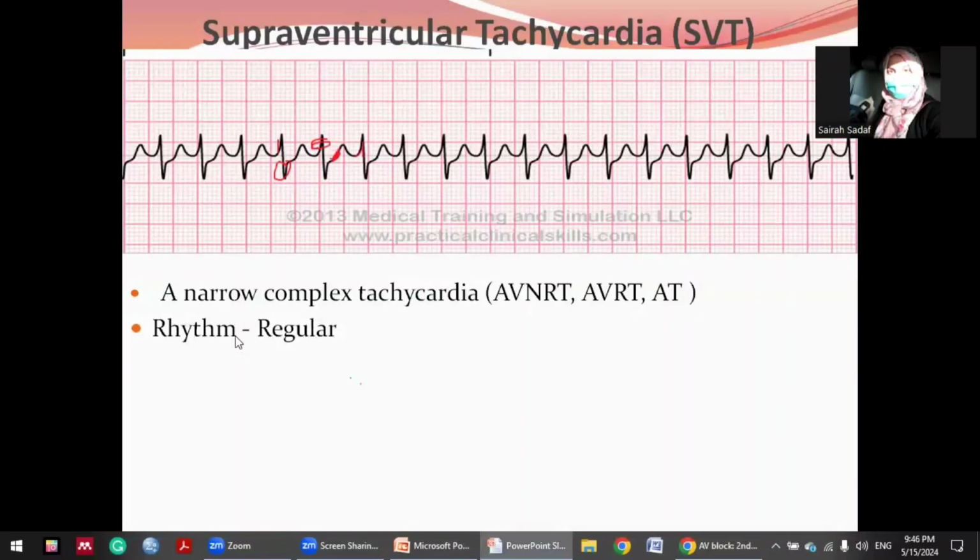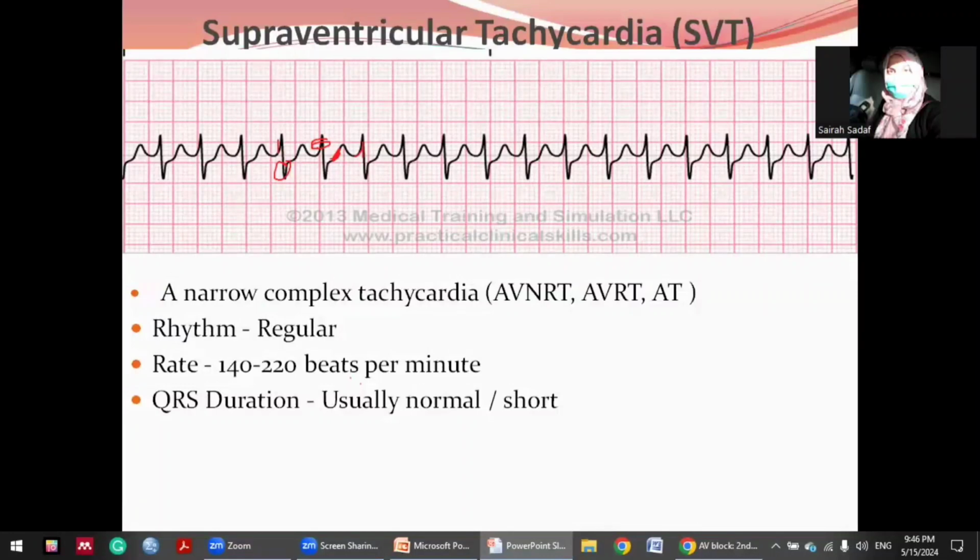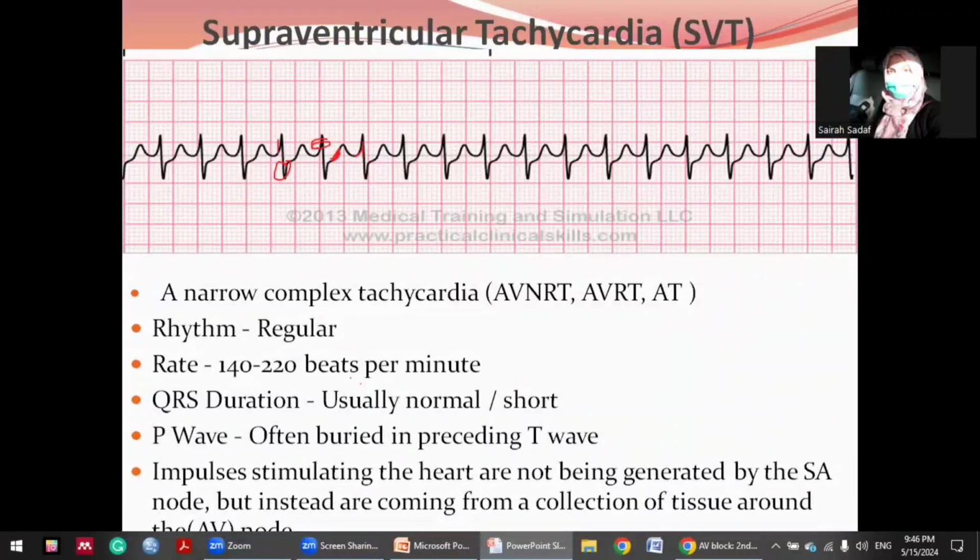These are different examples of SVT. Now in these cases, there will be a regular rhythm. Rate will be 142 to 220 beats per minute. The duration of QRS complex will be normal or short, less than 0.12 second or less than 3 small squares. P wave is often buried in the preceding T wave or QRS complex, or it may be present as a pseudo S wave or R wave. Okay, so this is our SVT.